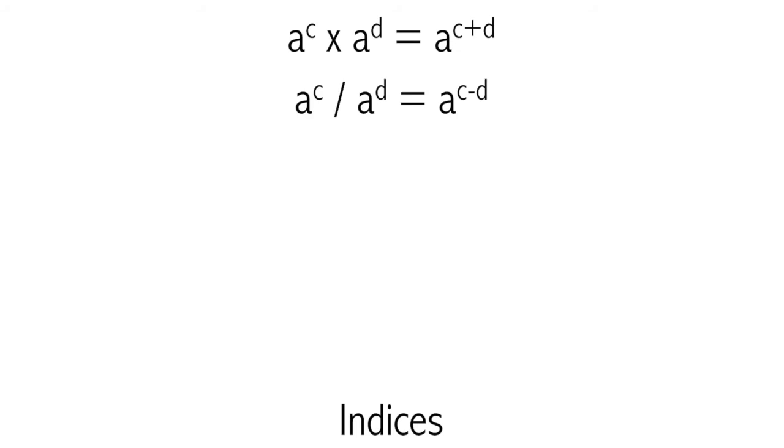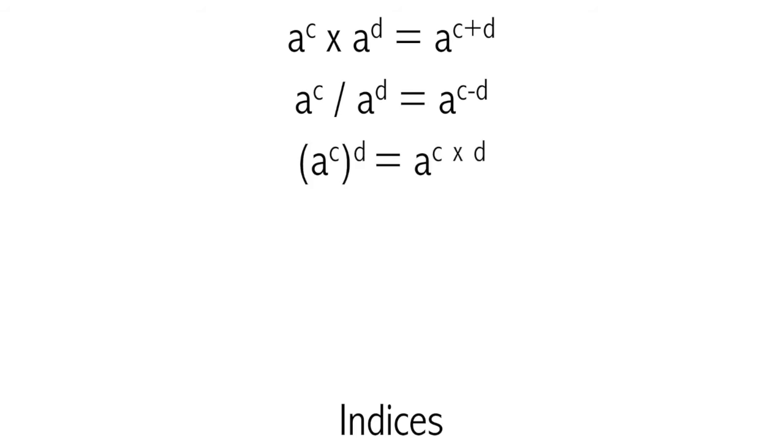A raised to the power c divided by a raised to the power d is equal to a raised to the power c minus d. So if a question goes 3 raised to the power 2 divided by 3 raised to the power 3, it is equal to 3 raised to the power 2 minus 3, which is 3 raised to the power minus 1. Now from the previous slide, we know that is equal to 1 divided by 3 raised to the power 1, and therefore it is equal to 1 by 3.